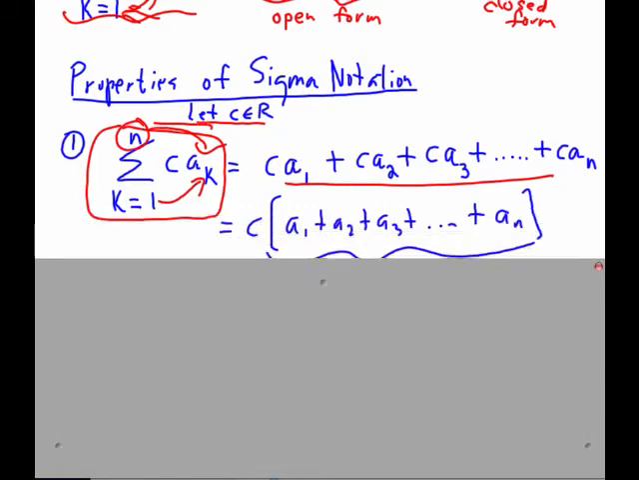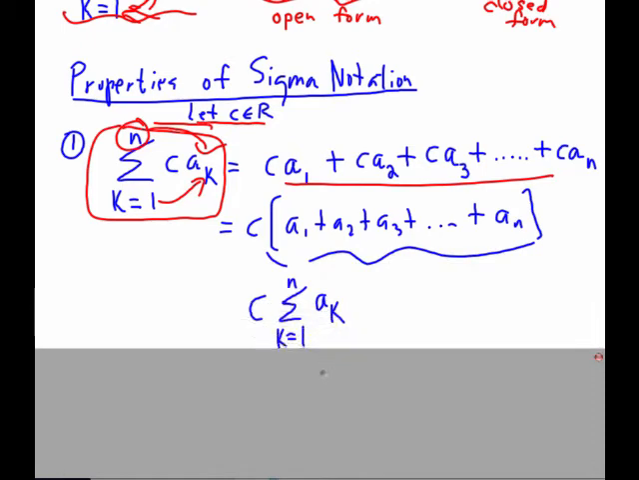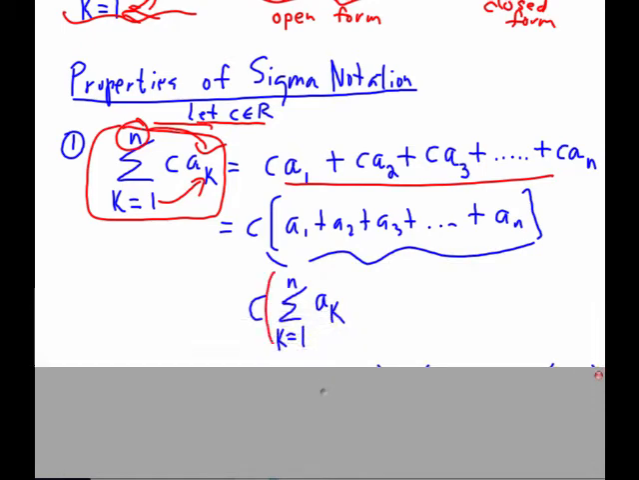And so because I can do that, I could write this expression as c multiplied by the sum of the terms a sub k. So I'm just trying to point out that if you have a constant times an expression that changes with k, the constant can be pulled out front, and then you can just sum up the terms of the form a sub k.